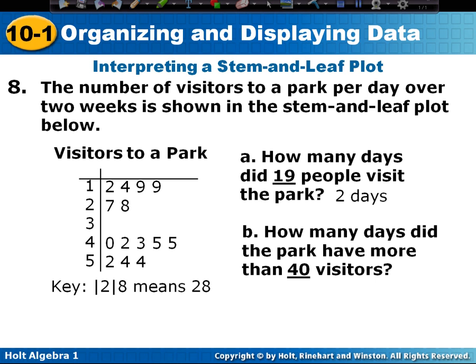Part B says, how many days did the park have more than 40 visitors? That's not including 40, that's more than 40. So if I look right here, I have 42, 43, 45, 45, 52, 54, and 54. Those are all more than 40, and so I'm going to count them. I have 1, 2, 3, 4, 5, 6, 7. So 7 days they had more than 40 visitors. So make sure you put 7 days in your blank. Also make sure you have the 40 written in your blank. Make sure you have all that written before you move on.